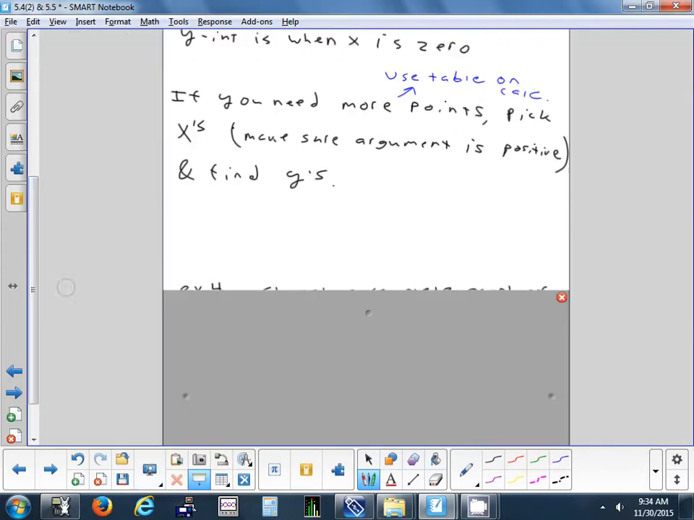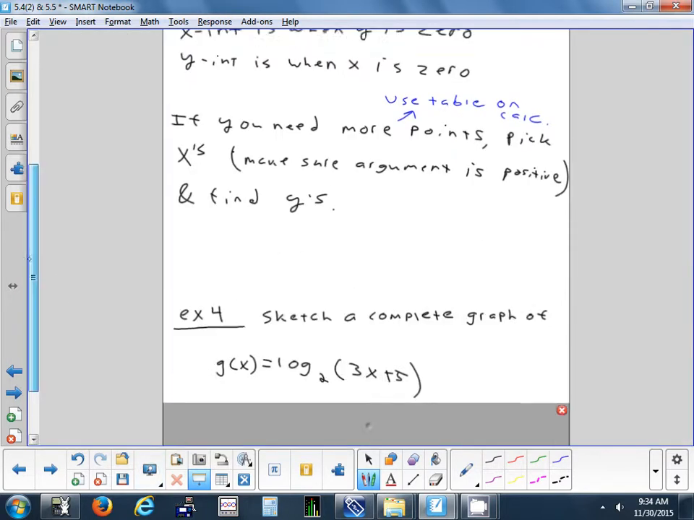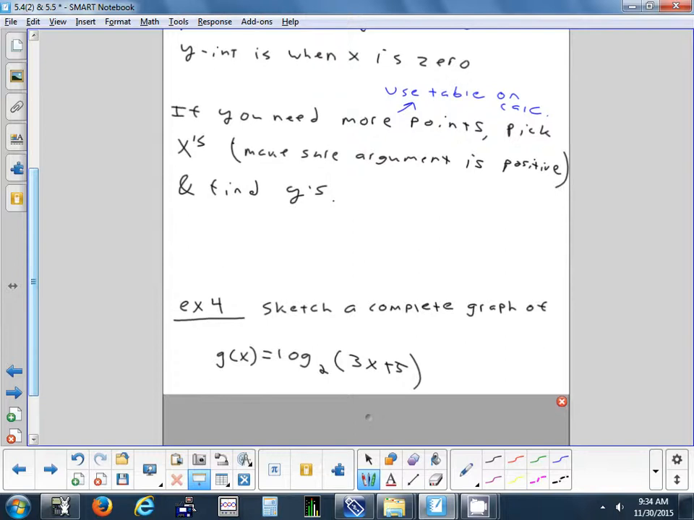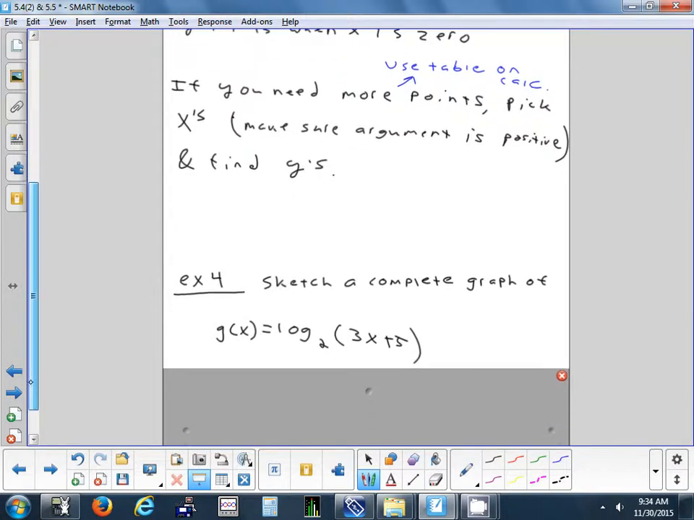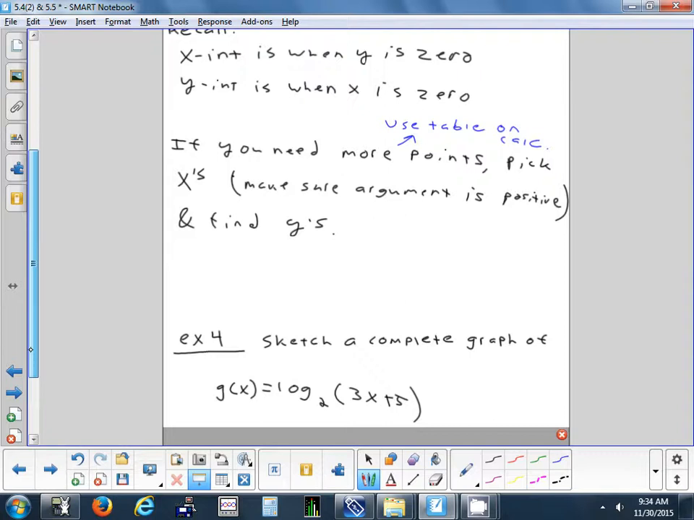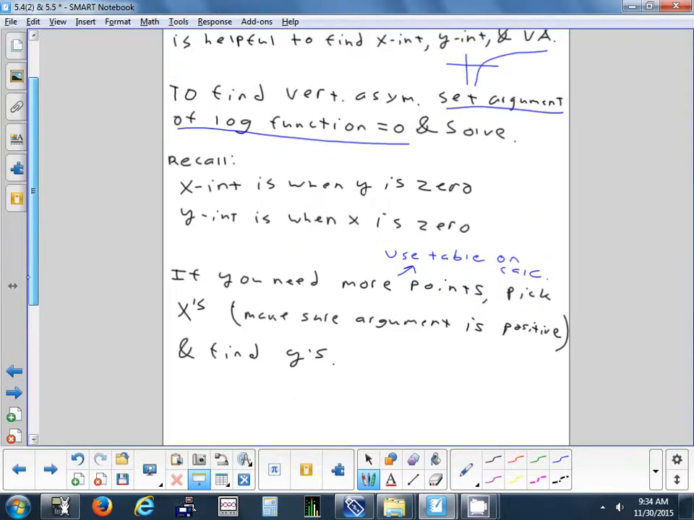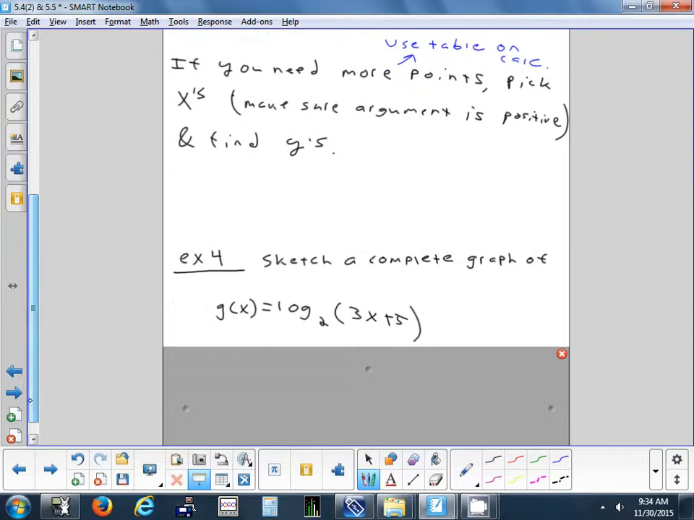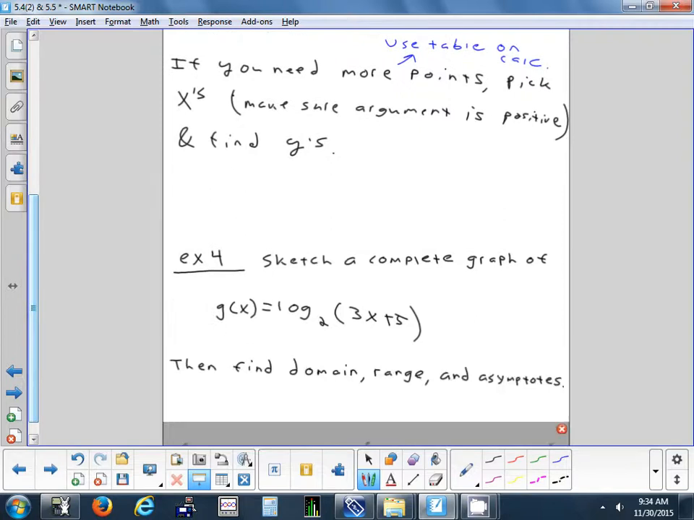All right, let's try sketching that. Log base 2 of 3x plus 5. First thing I'm going to do is set my argument equal to 0 and then find my vertical asymptote. So Tyler, what's my argument here? What's the thing we're plugging into the log function?